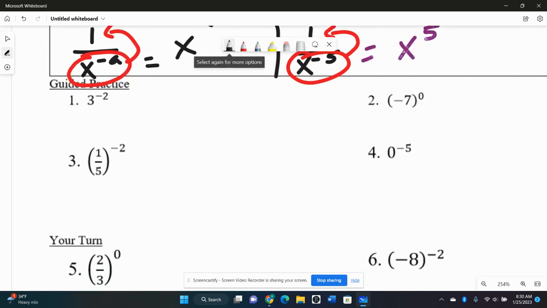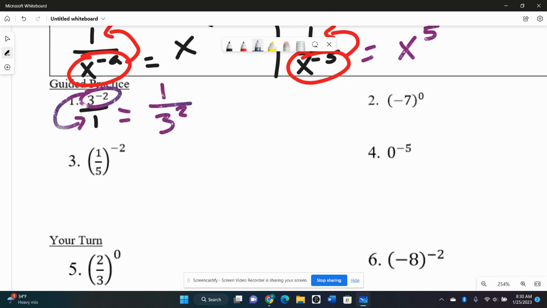So for number 1 right here, we have 3 to the negative 2. Oh, I see my negative exponent. What do I have to do to it? I have to flip it to the bottom. So I have 1 over 3 to the positive 2. And I know 3 to the power of 2 is 9, so I get 1 over 9.